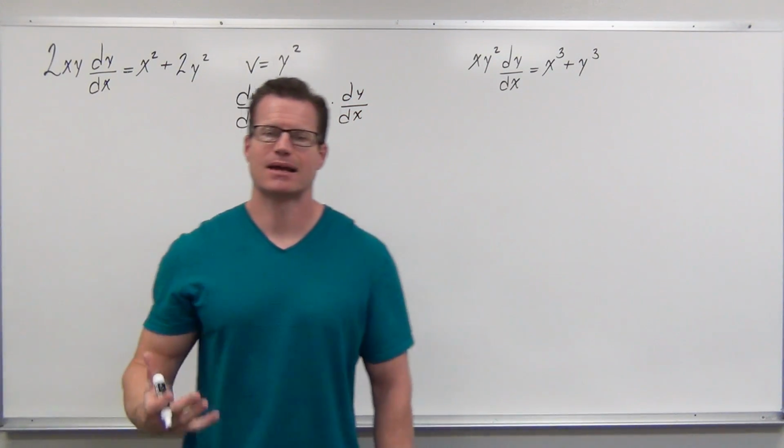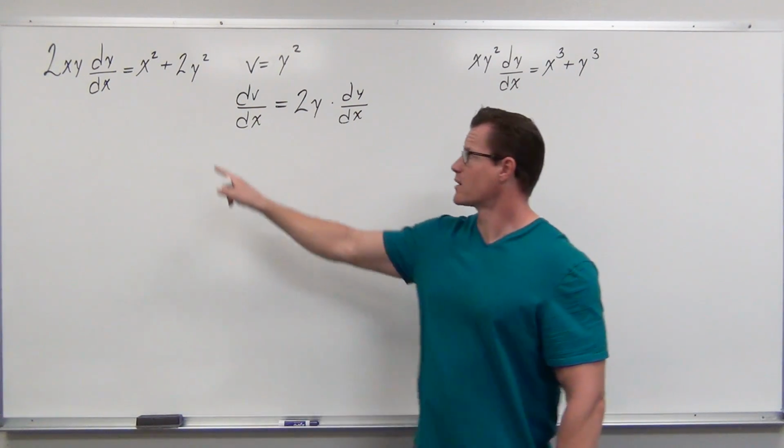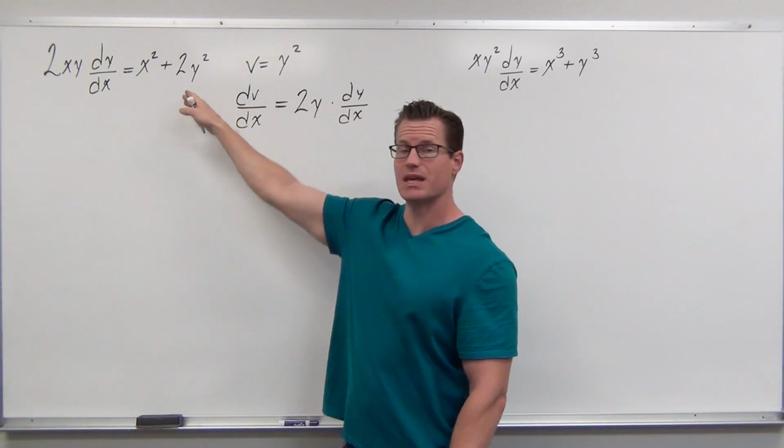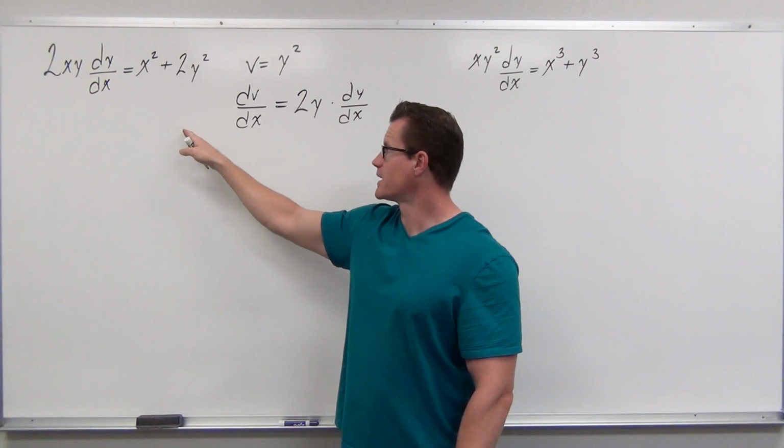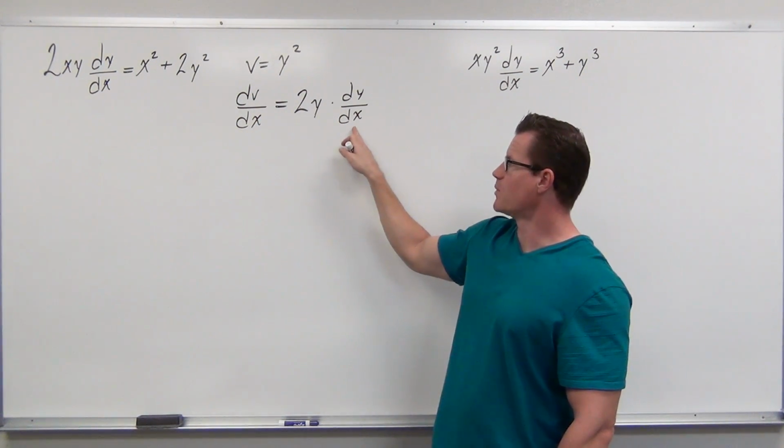And that's exactly how the embedded derivative works. So we take a look at it and go, oh, hey, look, if I call this y squared v, so I'm going to get 2v, and on the left-hand side I have a 2y and dy dx.